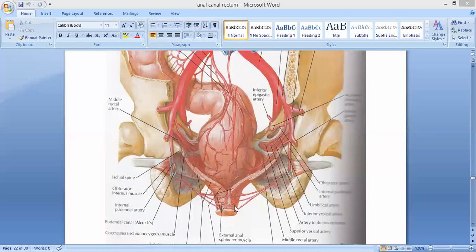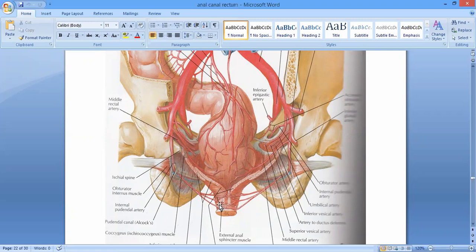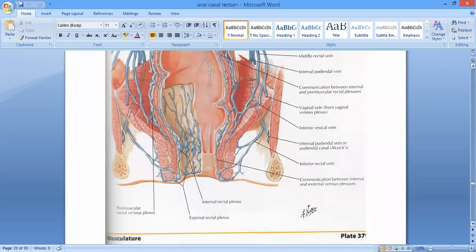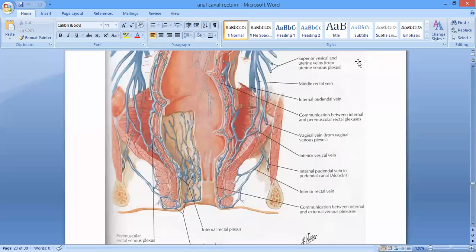Okay. As far as the venous drainage is concerned, as I told you before, around the rectum the superior rectal artery, middle rectal artery, and inferior rectal artery are going to make an anastomosis, right? These are also followed by accompanying veins. So these veins in the lower part of the rectum or in the anal canal are going to make two types of plexuses: the internal rectal plexus and the external rectal plexus. Here you can see the internal rectal plexus and the external rectal plexus.